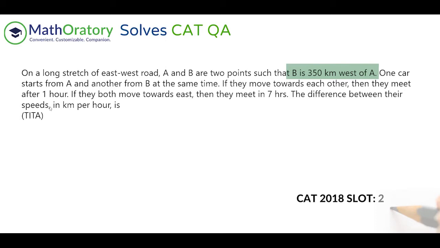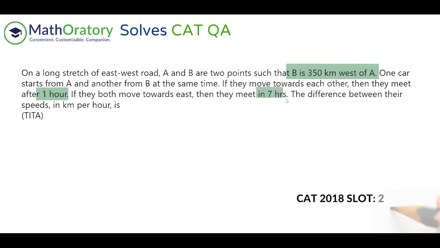So towards each other is opposite direction. I hope that you are aware of relative speed ideas and all. So the sum of speed will be 350 km covered in 1 hour. So the sum of speed is 350 km/h. If they both move towards east, then they meet in 7 hours.